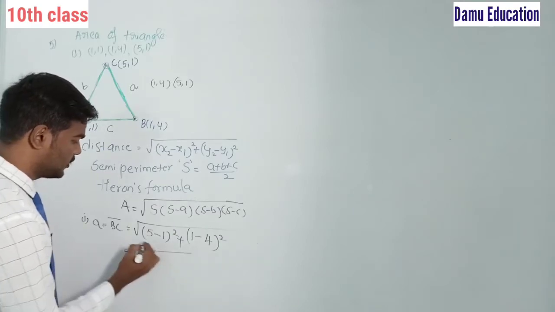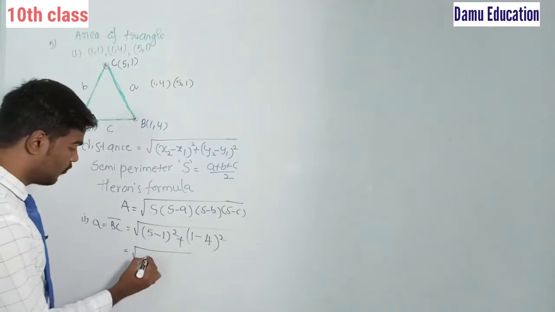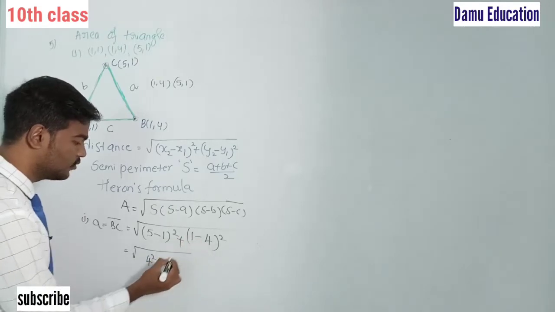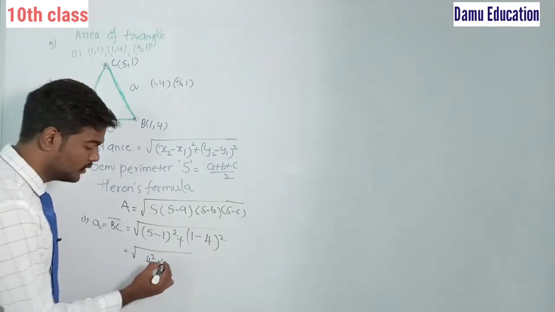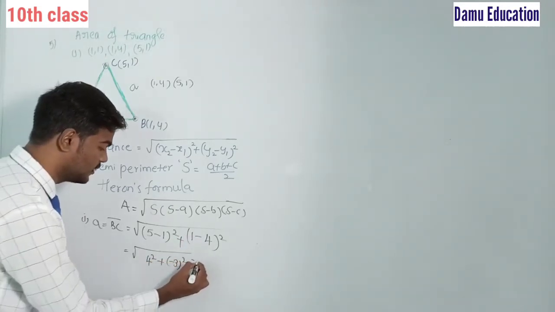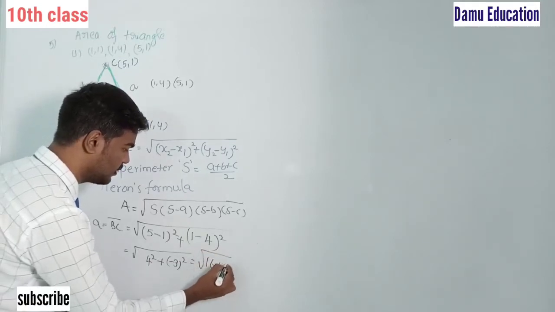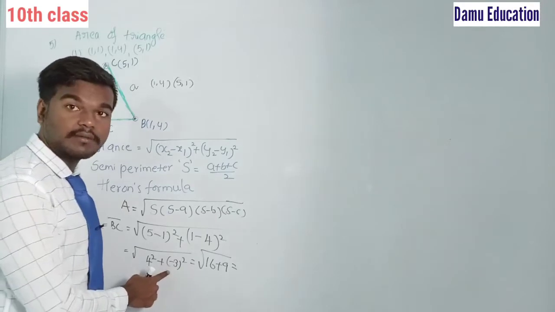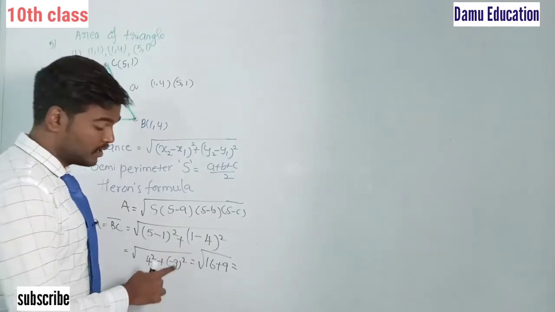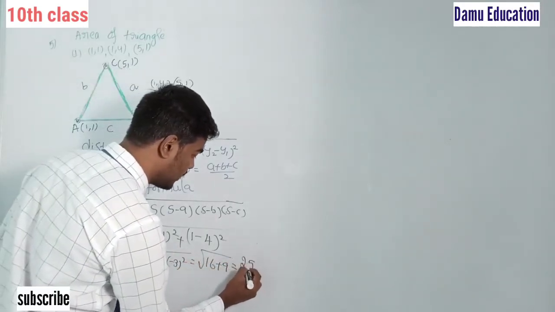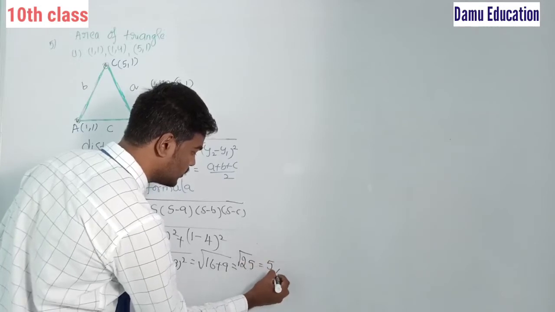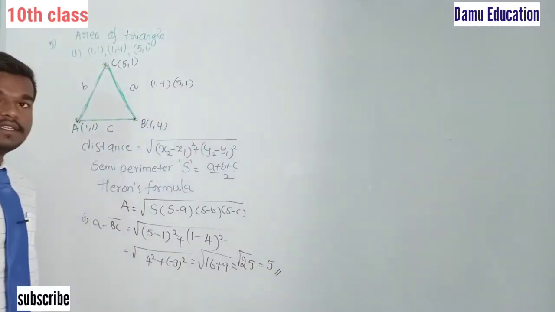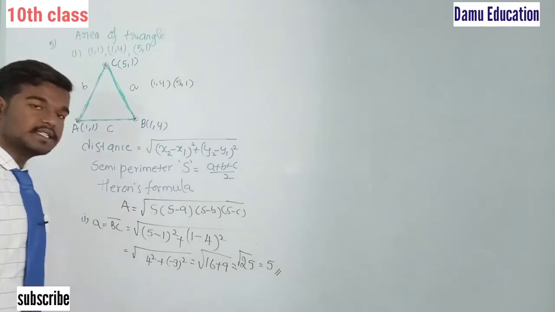Let's keep it as it is. 5 minus 1 becomes 4 square, plus 1 minus 4, that is minus 3 whole square. Let's calculate 16 plus 9. 4 square is 16, and minus 3 square or 3 square, both are the same, that is 9. We get 25. Then the square root of 25 is 5.